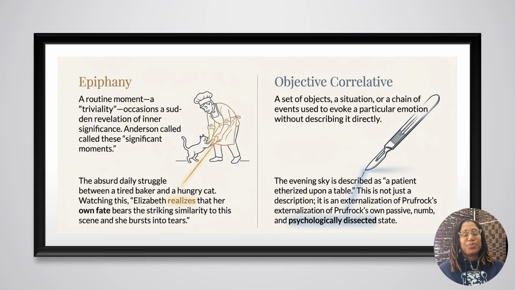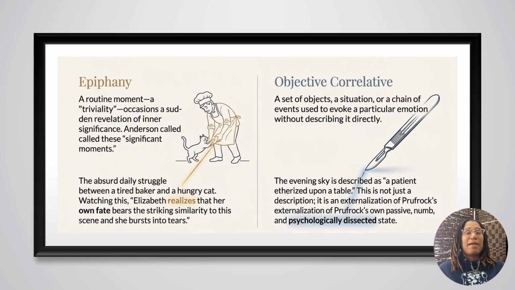Eliot relies on the objective correlative to do something similar, but through objects and scenes rather than a sudden realization. Rather than telling us what Prufrock feels, the poem gives us images that carry the feeling for him. When the evening is compared to a patient etherized on a table, the world itself starts to look numb, passive, and exposed, which matches Prufrock's inner state without naming it directly.